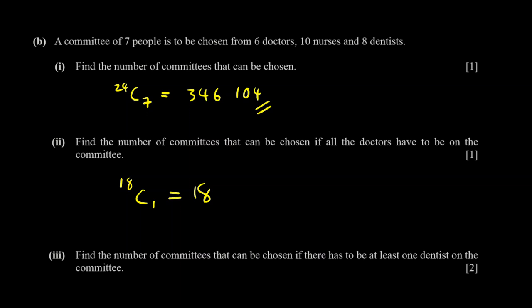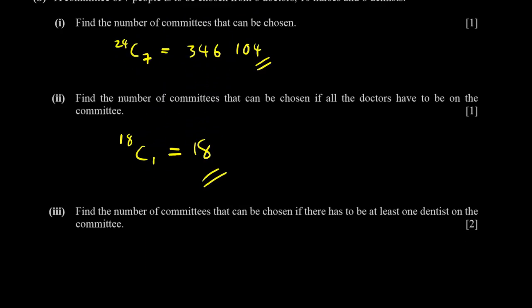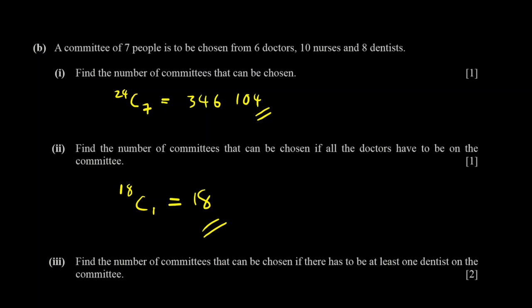All right, now part 3: find the number of committees that can be chosen if there has to be at least 1 dentist on the committee. Now, I think the easiest way to do this is to say we could cycle through all the alternatives where there is 1 dentist, or 2 dentists, or 3, or 4, or 5, or 6, or even 7 dentists. But that's going to be very tedious. It's going to take us a lot of time. And hopefully you should notice there's only 2 marks here.